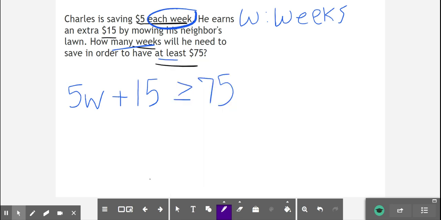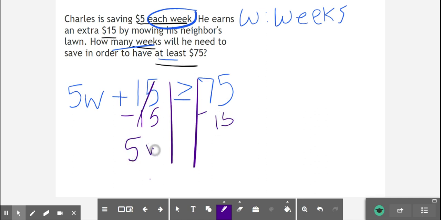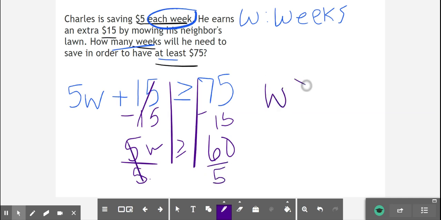Then we solve this again like solving an equation, inverse operations: subtract 15 from both sides. 5w is greater than or equal to 60. And then since 5 is being multiplied, we divide by 5 to get w is greater than or equal to 12.